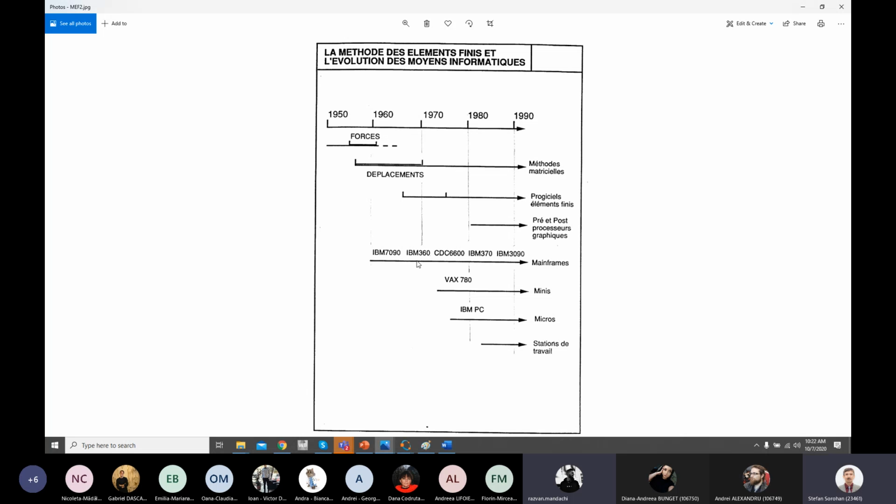Not a problem. You may ask the colleagues if you have some problems, or even you may ask me later. So please keep in mind that the finite element method was first implemented on IBM computers, and later, starting with let's say 1980, it was implemented on minicomputers and so on.